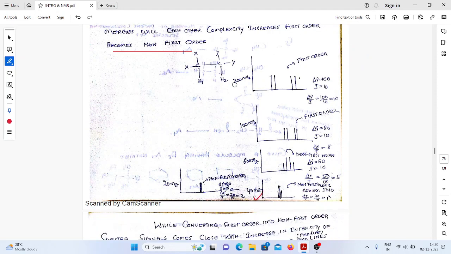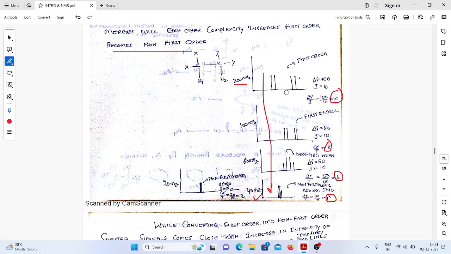See this one. At 200 megahertz field strength, the separation is good. This is 10, more than 6. This is 8, more than 6. This is 5, less than 6. This is 3, less than 6. What is happening from top to bottom? The distance between the signals is decreasing.